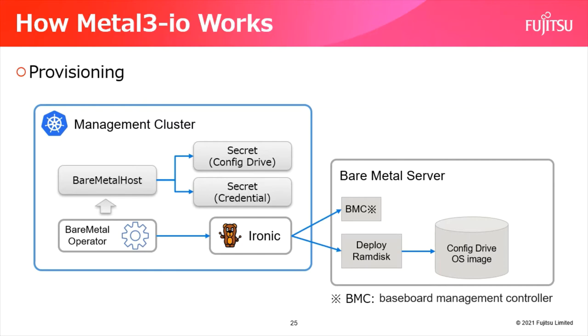It then starts a RAM disk from one NIC of the server and runs an agent, called the Ironic Python Agent, on that RAM disk. The Ironic Python Agent will inspect the hardware of the bare metal and send the results to the Ironic server side. For provisioning, the Ironic Python Agent will write the OS image and config drive to the bare metal server.